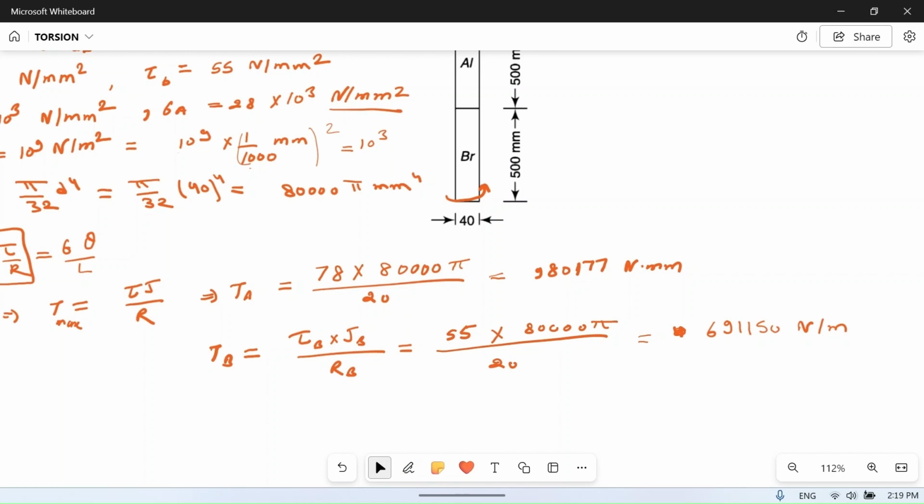So there are two stresses. This aluminium can take torque up to 980,177, and this brass can take torque up to 691,150 Newton mm, which means if we apply more than this torque, then this brass bar will break under shear stress. So this stress cannot be applied. This can be applied up to here in aluminium, but the brass bar will fail before this point.